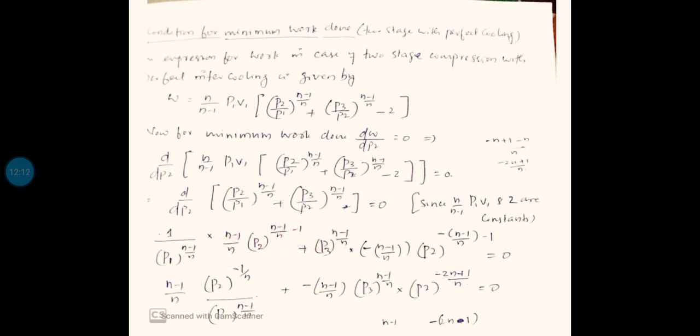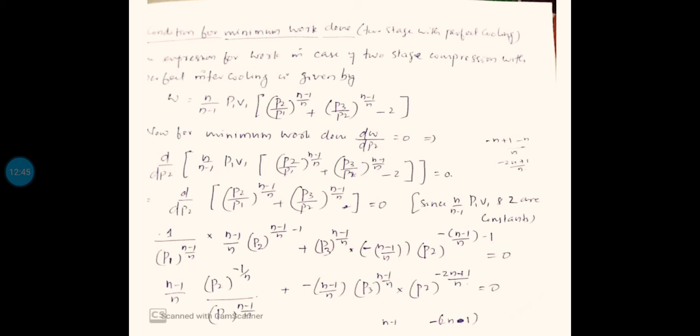The first term is as such. Here you can see that it is n minus 1 minus 1. So taking the common denominator, it becomes n minus 1 minus n, all divided by n. So n minus n will cancel, so minus 1 by n. Finally it is p2 raised to minus 1 by n. So this term becomes n minus 1 by n into p2 raised to minus 1 by n, all divided by p1 raised to n minus 1 by n. That was here. Okay, so the first term becomes n minus 1 by n into p2 raised to minus 1 by n, all divided by p1 raised to n minus 1 by n.